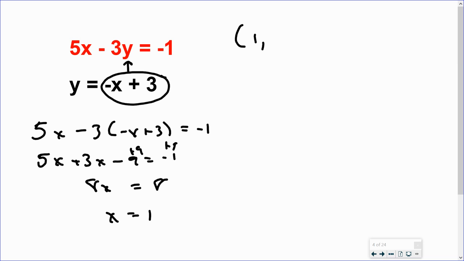Now I'm going to pick and choose which one I want to put this in. Well, it makes a lot of sense to put it into the black one. So y is equal to the opposite of 1 plus 3. So y is equal to 2. Okay, another one done.